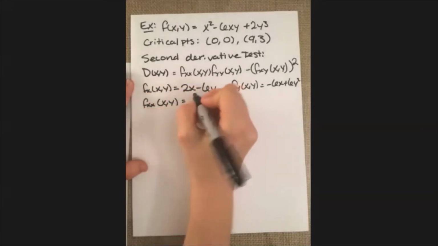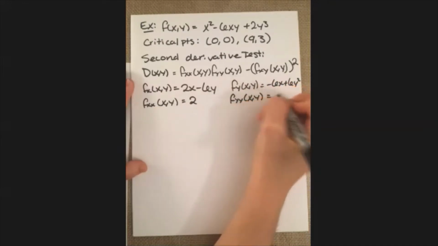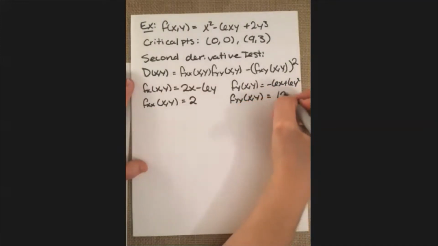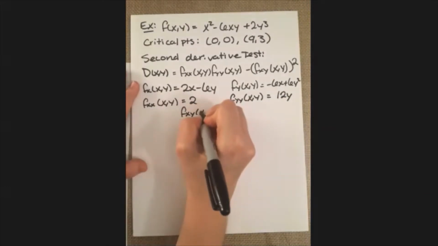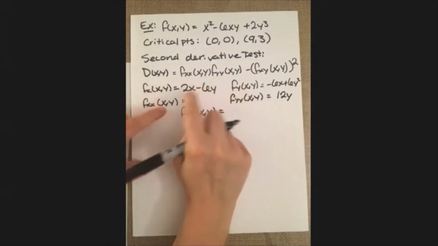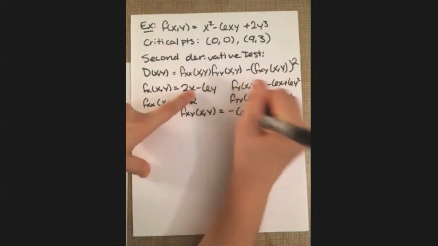Okay. So the second partial with respect to x, that's just equal to 2. Second partial with respect to y, that's just equal to 12y. And then our mixed partial derivative, I guess we'll just use this one right here. Take the derivative with respect to y. I'm going to get negative 6.